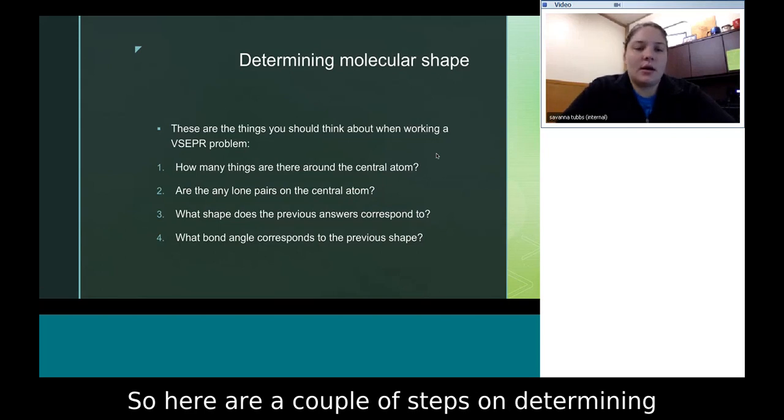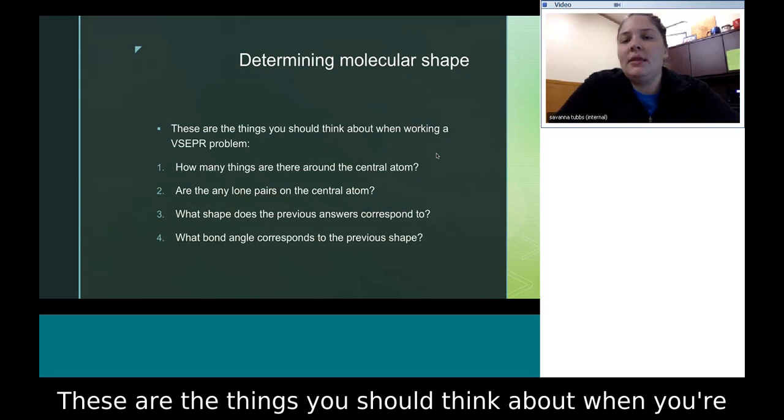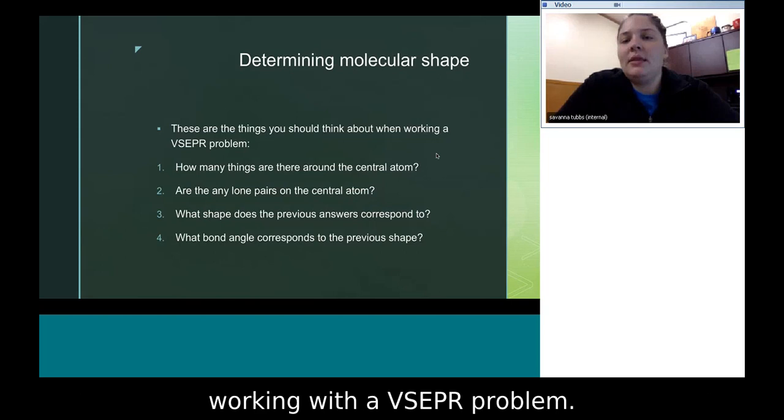So here are a couple steps on determining the molecular shape. These are the things you should think about when you're working with a VSEPR problem.